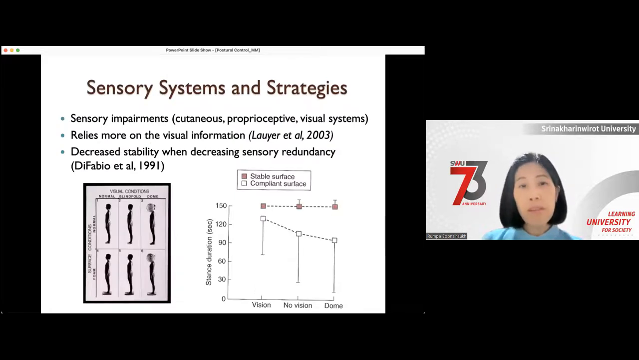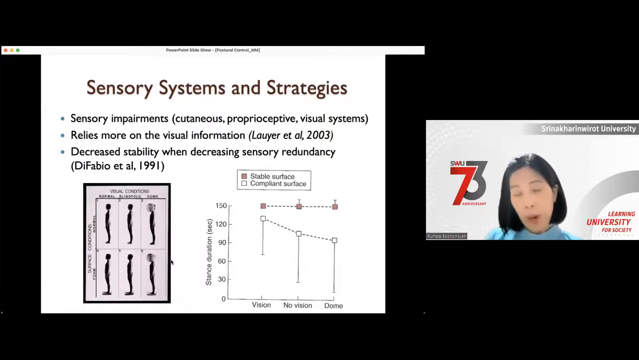The next system is the sensory system and sensory strategy. This is to see the contribution of different sensory systems which contribute to the control of balance. These are the cutaneous system, proprioception, and also the visual system. And you're probably familiar with the foam and dome test here.